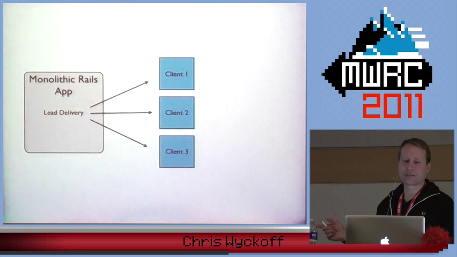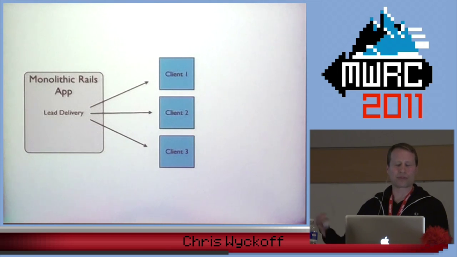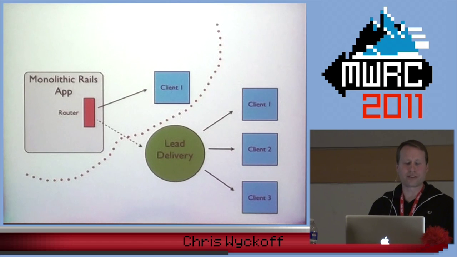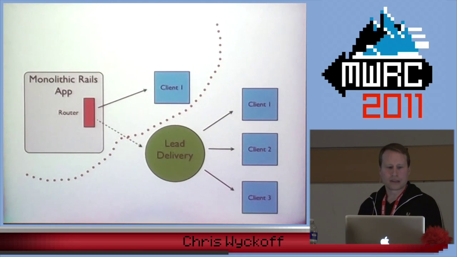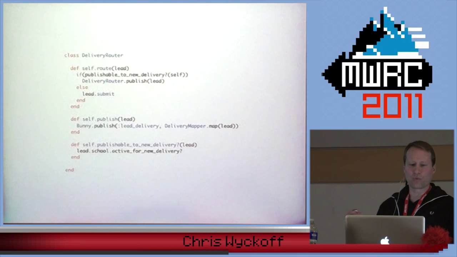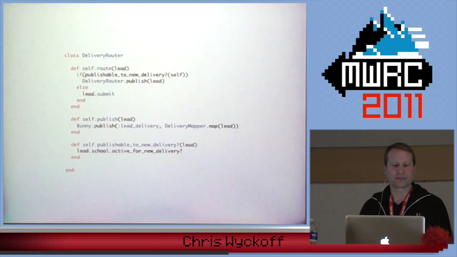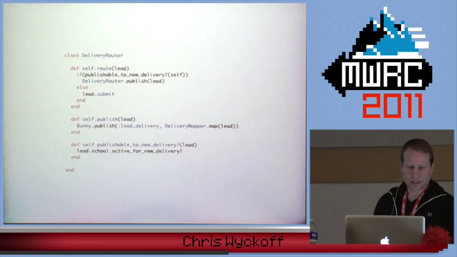Let's take a look at delivery again. In order to offload delivery from the legacy system, we first wanted to define a boundary between the old and the new system. On one side of the boundary, you had new delivery, a self-contained Ruby consumer listening for messages on a delivery queue. And on the other was a router. Right? And it was wedged in at the legacy point of delivery in our Monolithic Rails app.